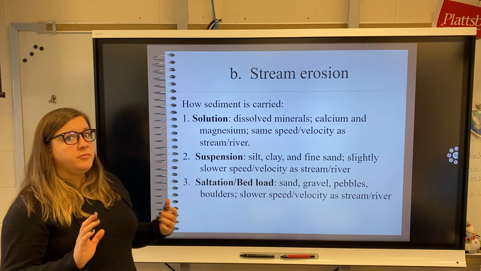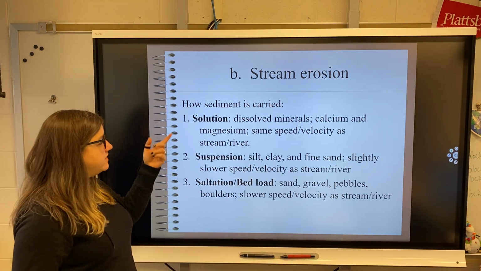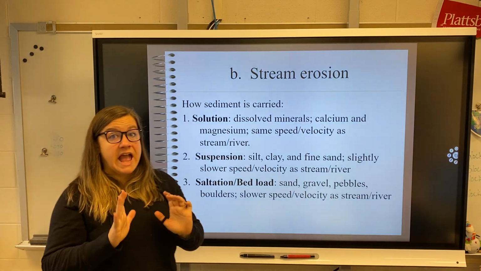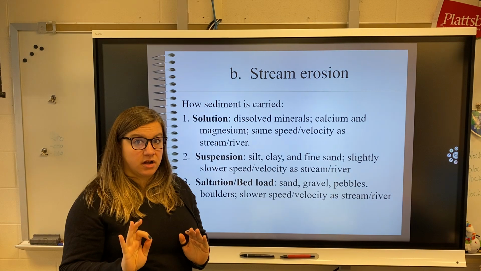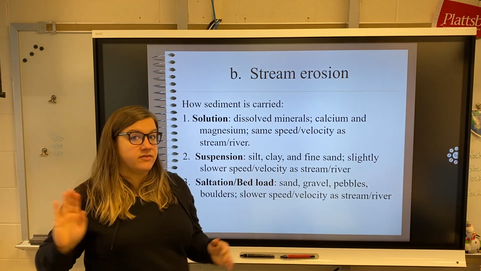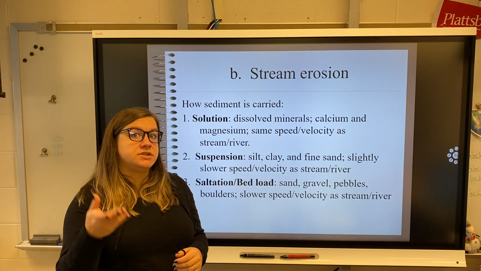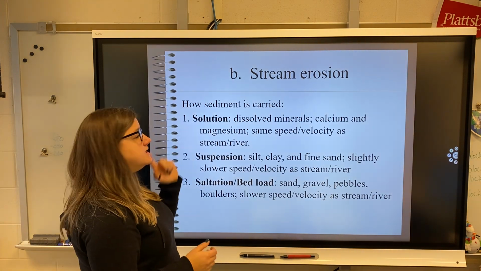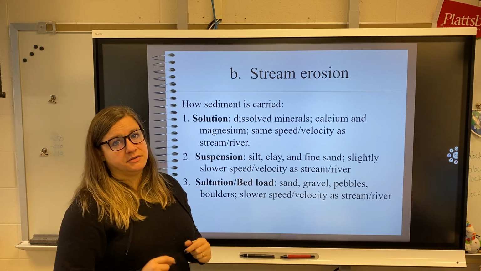So with stream erosion, there's different ways things travel through the water. You have stuff that's in solution. Anything that's in solution means that it is a dissolved particle. Okay, it's never going to settle or go down to the bottom unless water starts to disappear. So anything that's in solution in a river is always constantly floating around.